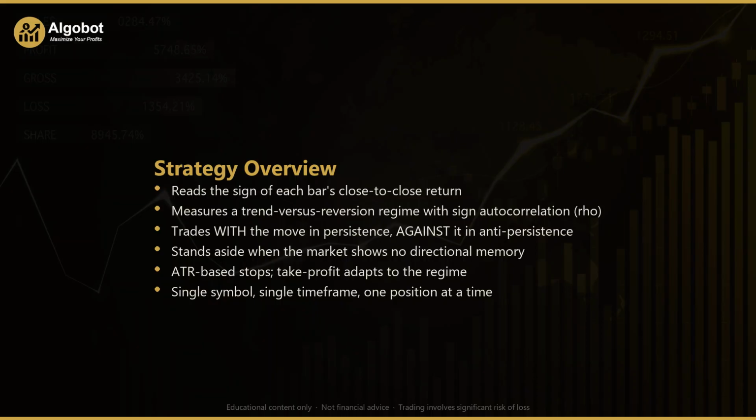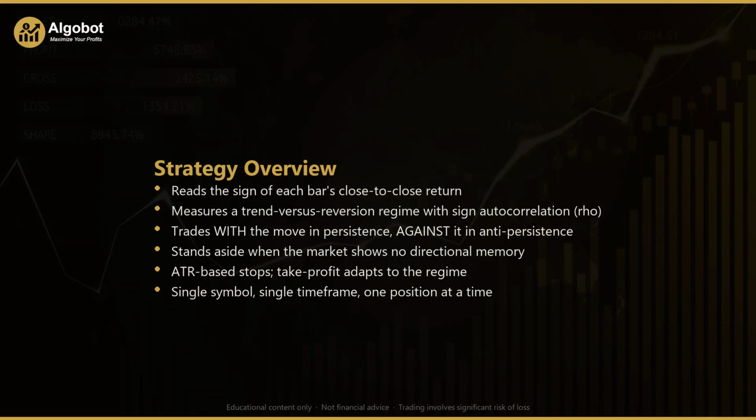The core idea is that markets go through different moods, or regimes. Sometimes an up move tends to be followed by another up move. That's directional persistence, a trending regime. Other times an up move tends to be answered by a pullback. That's anti-persistence, a mean-reverting regime. No single fixed rule survives both.